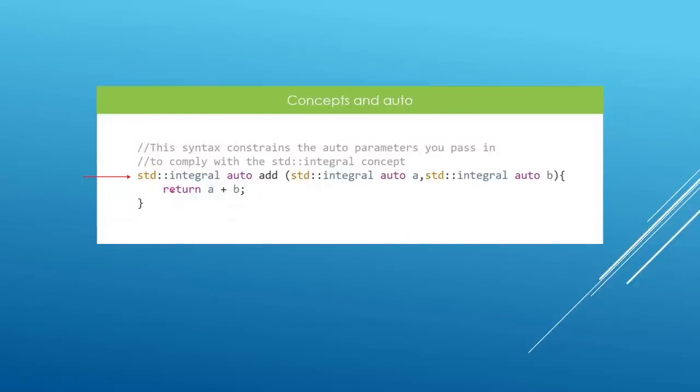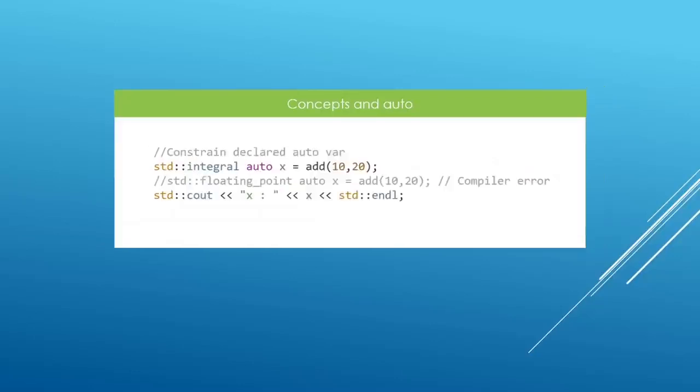We could use this syntax to put constraints on our auto keywords, and we saw that the compiler could actually enforce this and throw a compiler error if our concept here is violated. What I haven't shown you is that you can even enforce concepts on variables that you declare. You can do something like this.